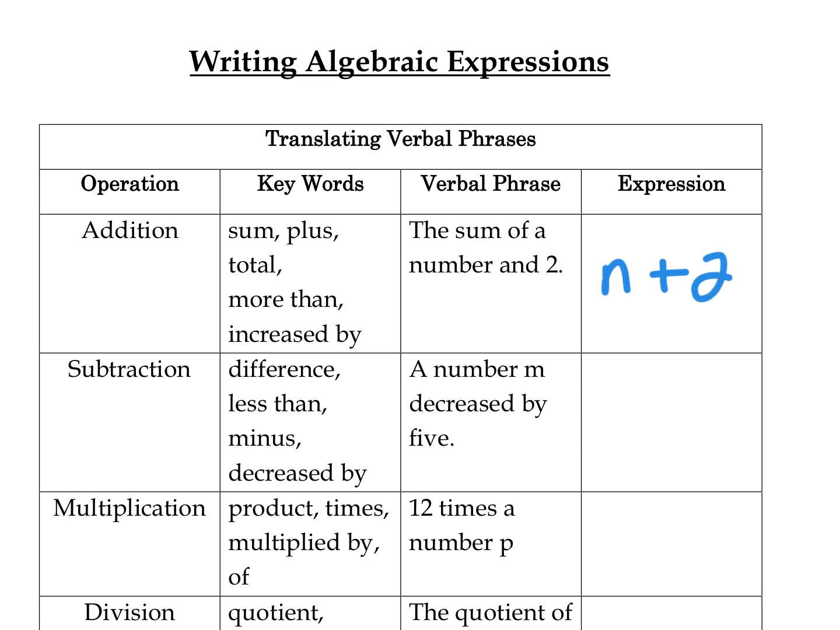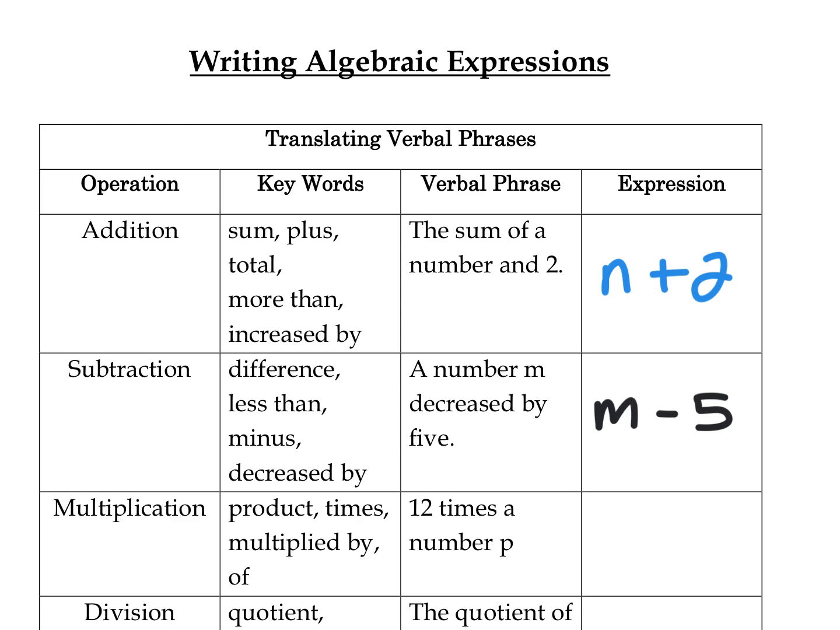In the next example, for subtraction, a number decreased by. So again, we can look at our list here. These are some key terms we should know that indicate that we're going to be subtracting. If you're decreasing something, you're subtracting from it. So a number m decreased by 5, we can write that out as m minus 5. Order matters there, not 5 minus m, but m is being decreased by 5. We're taking the 5 away from the m.